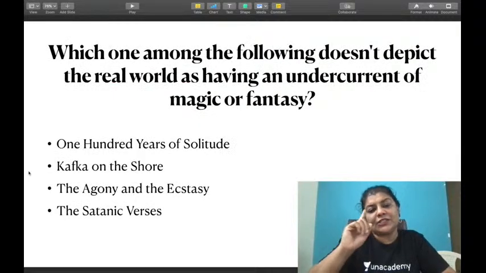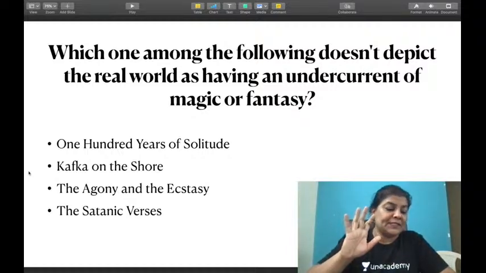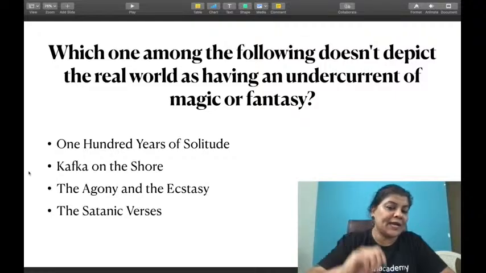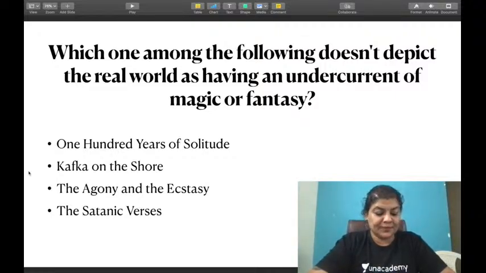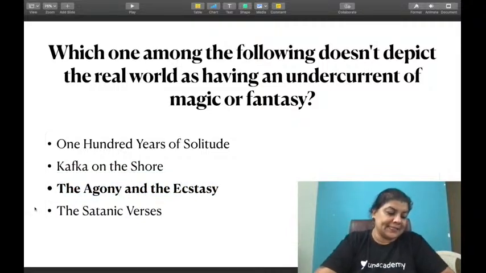Which one among the following does not represent the real world as having an undercurrent of magic or fantasy? Real world represented with an undercurrent of magic or fantasy is what? Magic realism. Definitely One Hundred Years of Solitude. Definitely Kafka on the Shore. Satanic Verses also, because Salman Rushdie. Agony and the Ecstasy, probably you don't know. Doesn't matter, that is the answer.